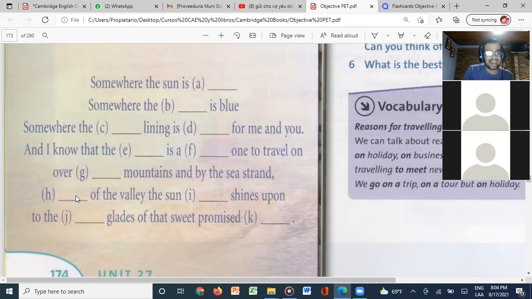Out of the valley, the sun. Never. Never shines upon the gold. Gold glades of that sweet promised land. Land.